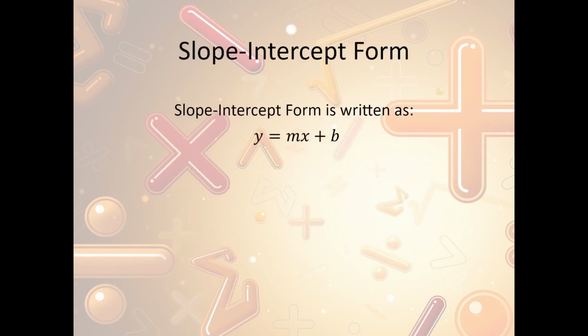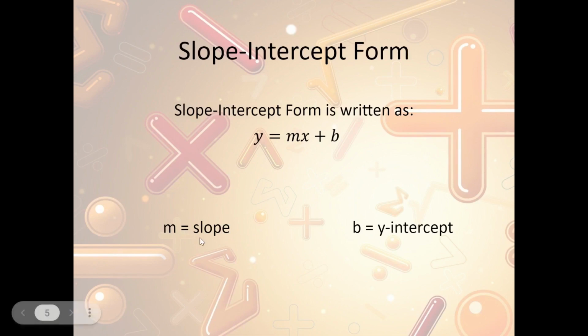Slope-intercept form. Slope-intercept form is written as y = mx + b. And what does that mean? m is the slope, and b is the y-intercept. y and x are my variables that stay variables so that I can plug numbers in and see what they come out to be. So m is the slope and b is the y-intercept. Now how can I remember that?